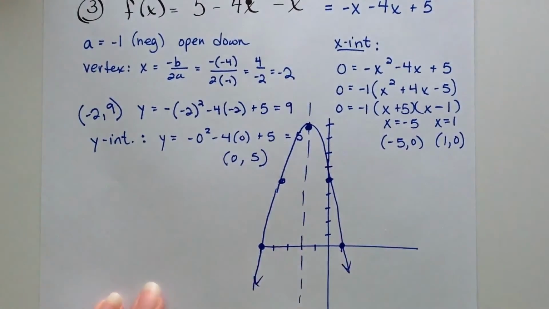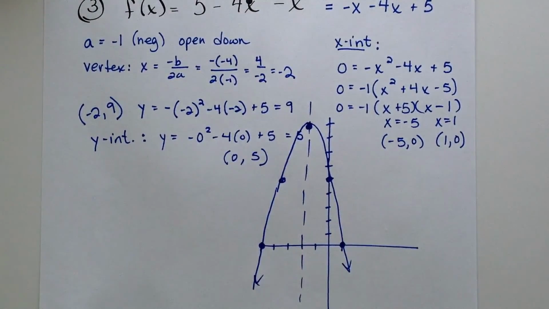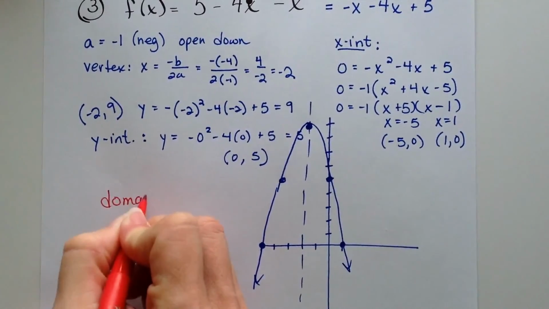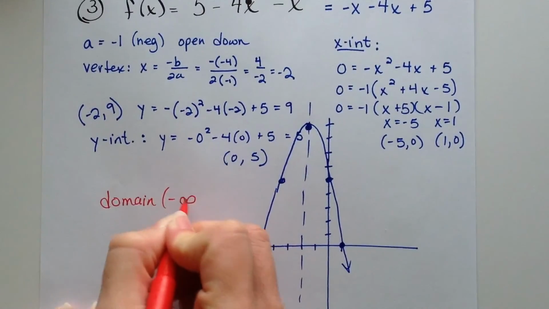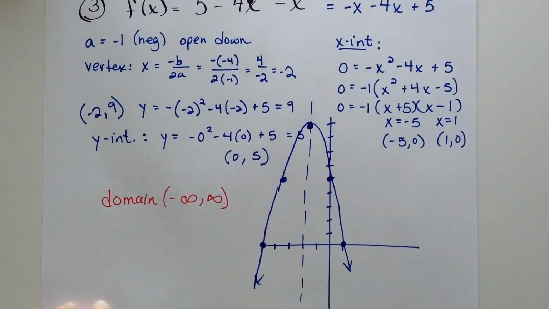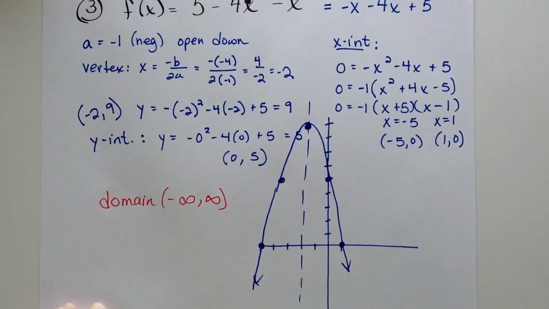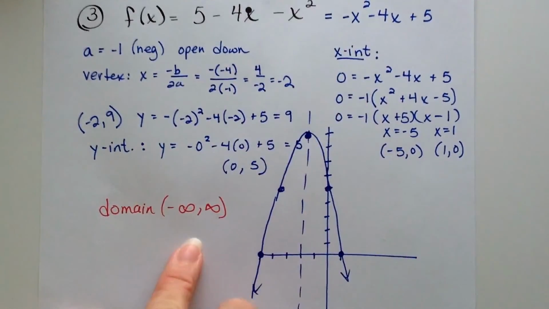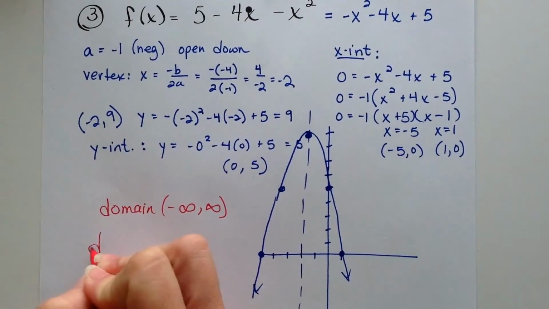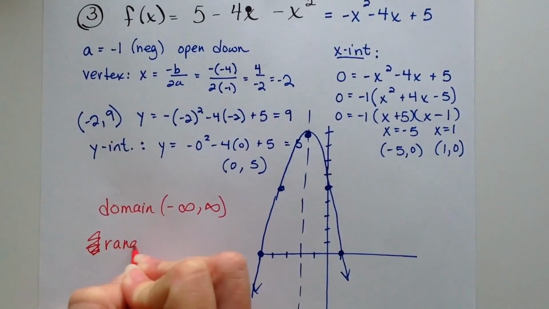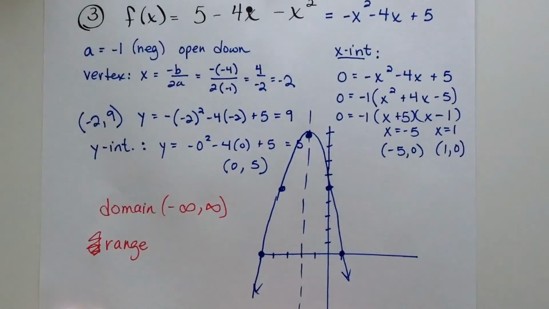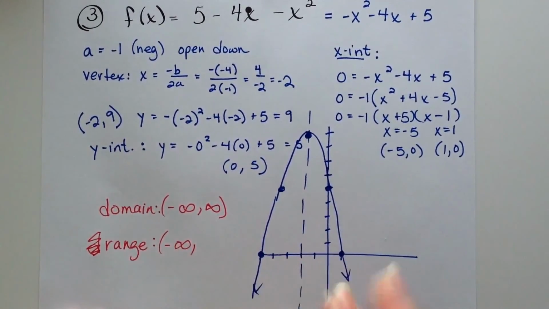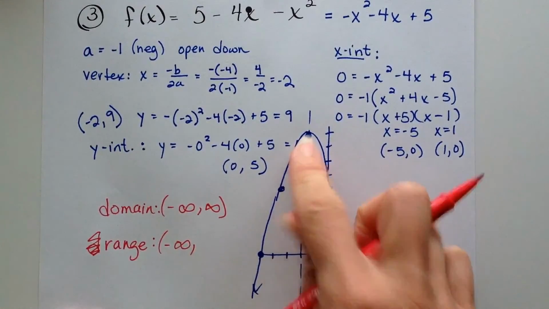Alright, so real quick, domain and range. If you notice, your domain each time has been negative infinity to positive infinity, and it always will, because one thing that I have already taught you is that the domain of a polynomial function is always negative infinity to positive infinity. Now your range, it goes down forever, so that would be negative infinity, and of course it tops out here at the 9.